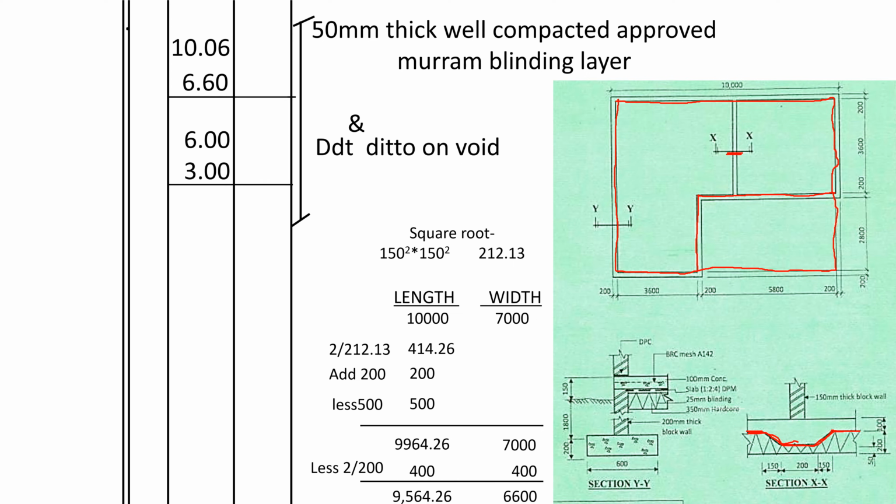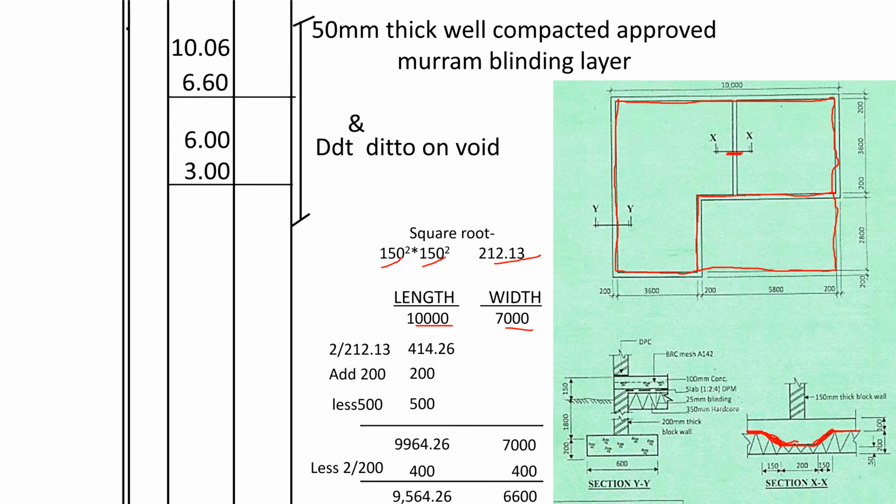You can see it's called the hypotenuse of this triangle. We shall take the height is 150, the base will be 150. 150 squared plus 150 squared, square root is 212.13. So the length is 10,000, the width is 7,000. The length will increase. Okay, so the hypotenuse here is 212 and the other side 212.